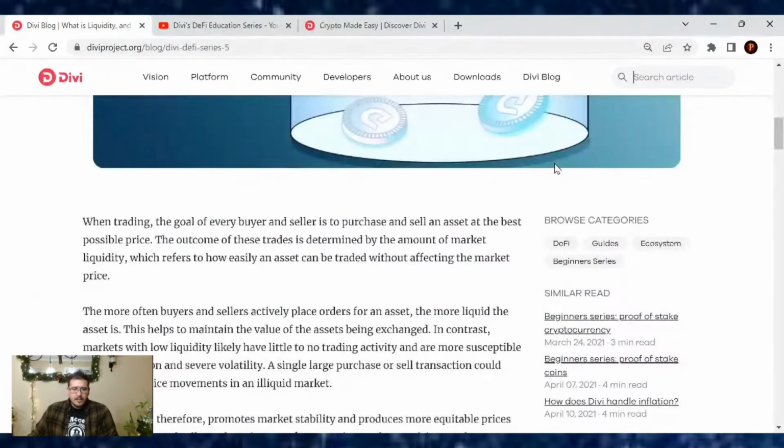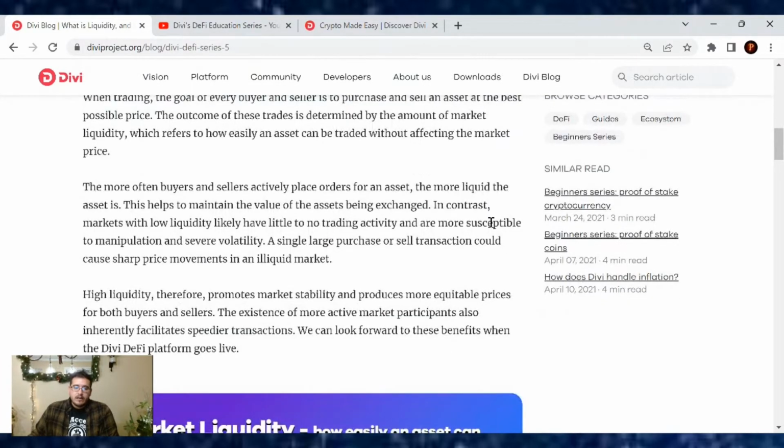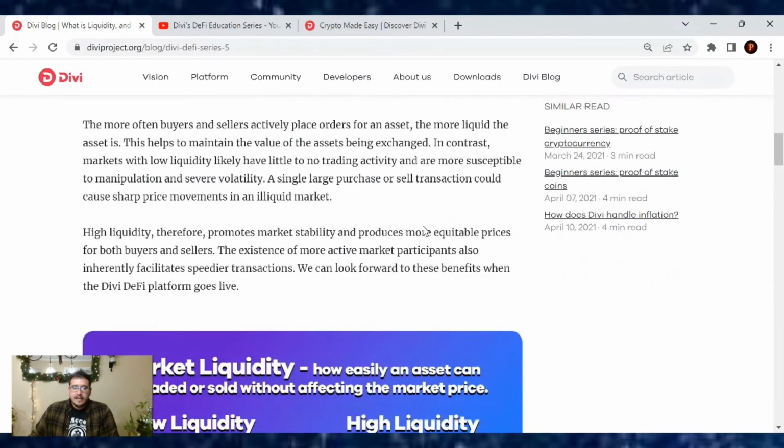What is this? So here we go. When trading, the goal of every buyer and seller is to purchase and sell an asset at the best possible price. The outcome of these traders is determined by the amount of market liquidity, which refers to how easily an asset can be traded without affecting the market price. Now, the more often buyers and sellers actively place orders for an asset, the more liquid the asset is. This helps to maintain the value of the assets being exchanged.